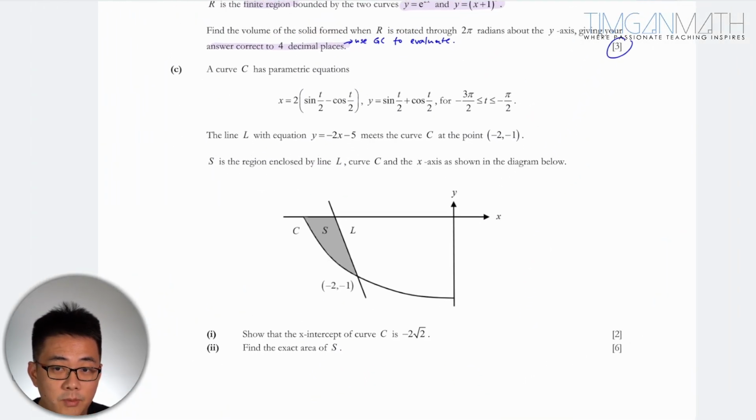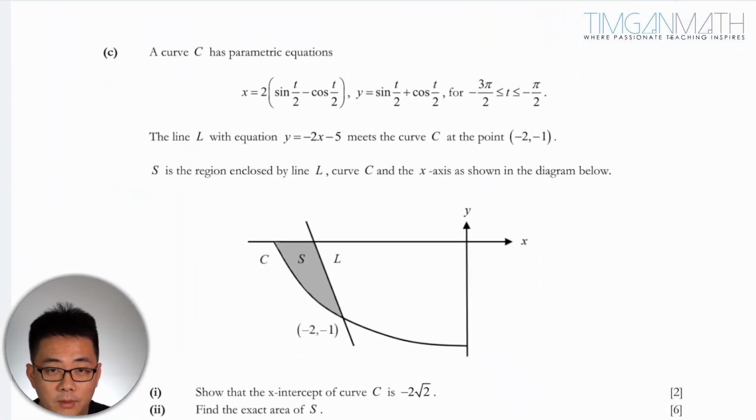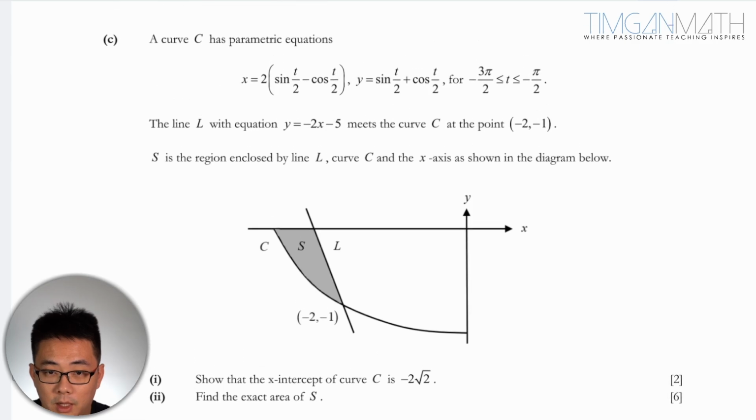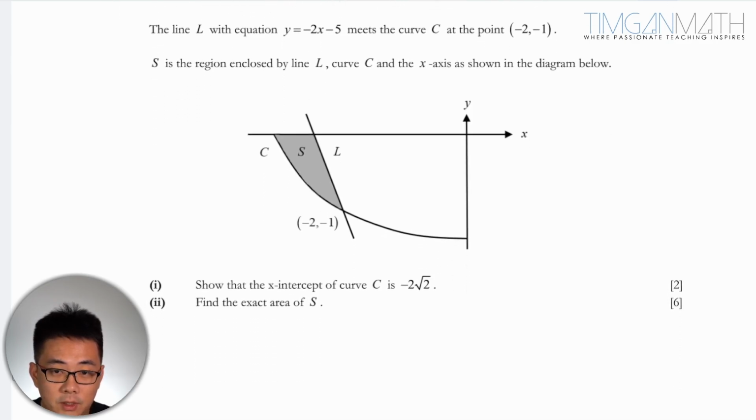A curve C has this parametric equation here. The line L has this equation, and meets the curve C at point minus 2, 1. So this is line L here, and this is the curve here. The region S is the region enclosed by line L, curve C, and the x-axis shown in the diagram below. Show that the x-intercept of curve C is negative 2 root 2. I think this is pretty okay.